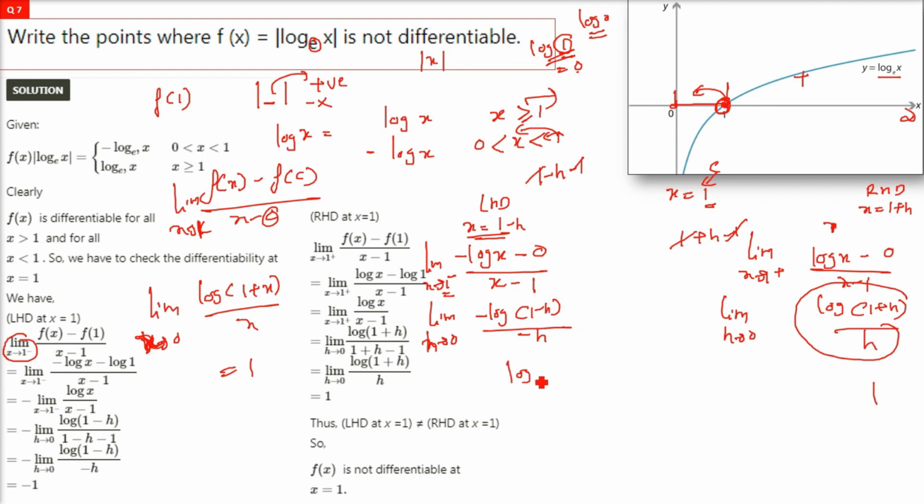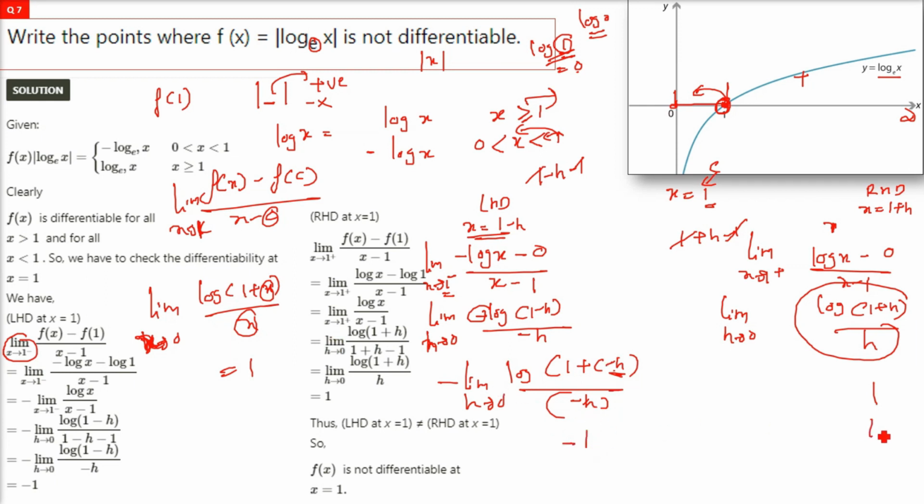Here also, in the log, you can write this 1 as 1 plus minus h divided by minus h. So it is of the 1 plus x by x form. And since we have a negative outside, you can just take it outside, limit h tends to 0. So it is of the same form, log 1 plus x by x. So this is going to be negative 1.